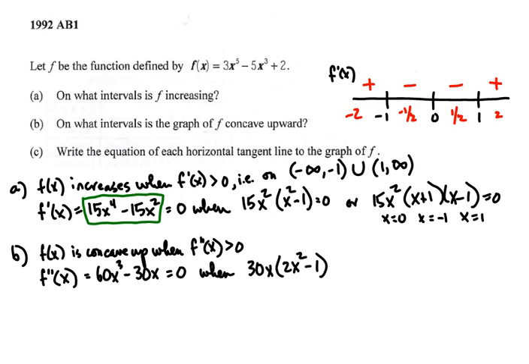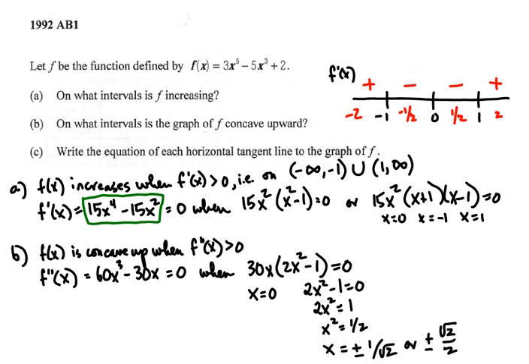when 30x times the quantity 2x squared minus 1 is equal to 0. And so we have x equals 0, and we have 2x squared minus 1 equals 0. So x squared is equal to 1/2. Now the mistake that most people make here is to say that x is equal to 1/4, but that would be the square root of 1/4, which would be 1/2. Well, what we want is the square root of 1/2, and that would be plus or minus 1 over root 2, or plus or minus root 2 over 2.